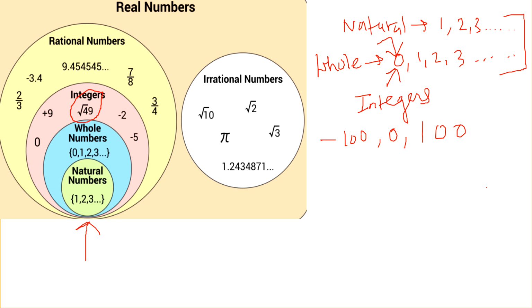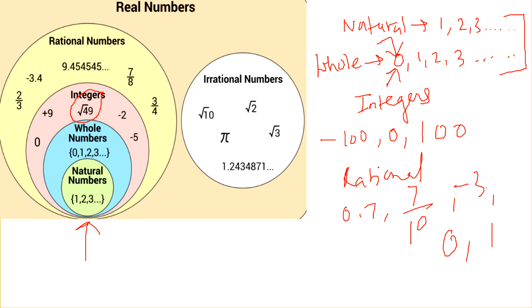After integers, we have rational numbers, which will have decimals, which will also have fractions, which will also have negative numbers, which will also have positive numbers and so on. So they will have everything. And then there is a collection of irrational numbers. They will have all kinds of numbers, everything will be included.